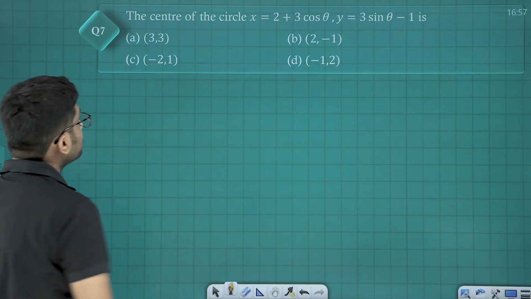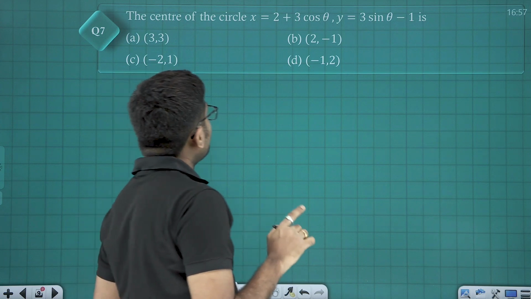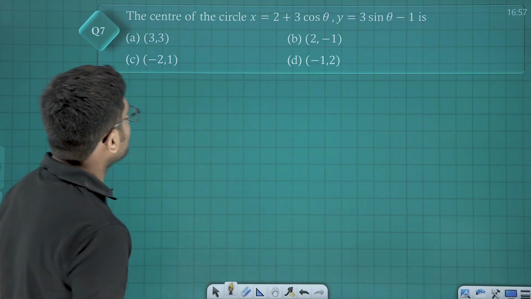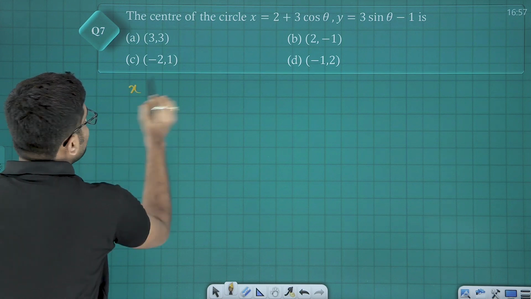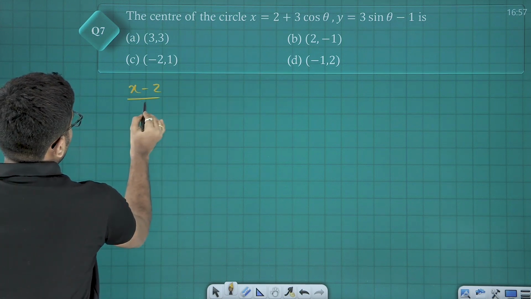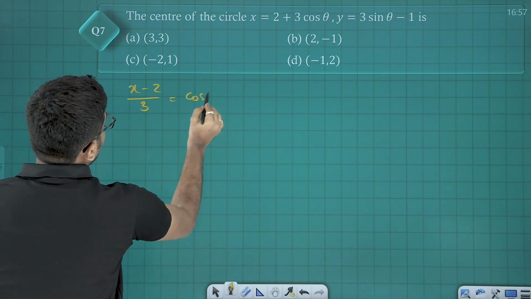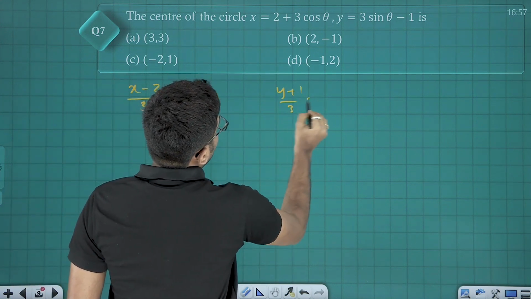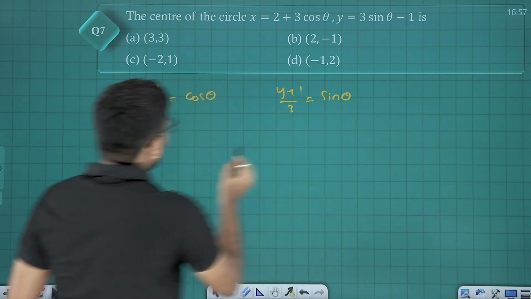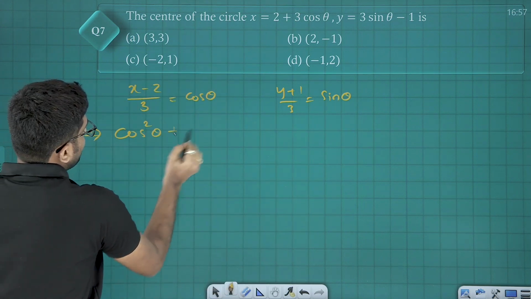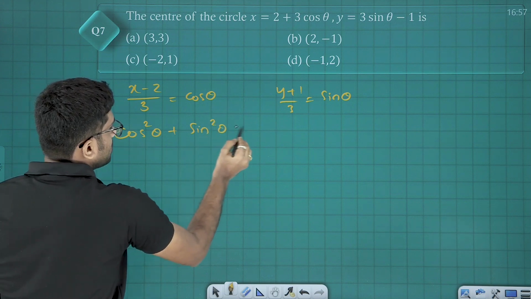Next question. The center of the circle x is equals to 2 plus 3 cos theta, y is equals to. Fine. So it is in parametric form now. x minus 2 is equals to 3 cos theta. So x minus 2 by 3 is equals to cos theta. In the same way, y plus 1 by 3 is equals to sin theta. We know clearly cos square theta plus sin square theta is equals to 1.